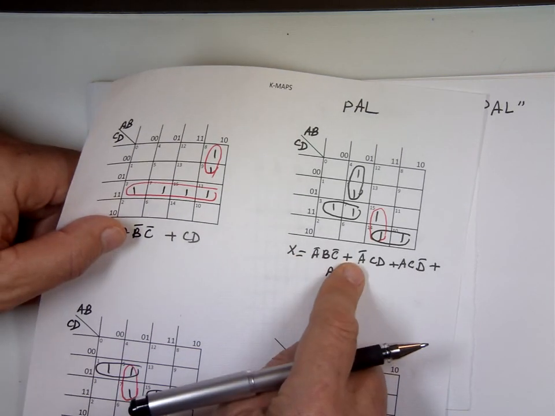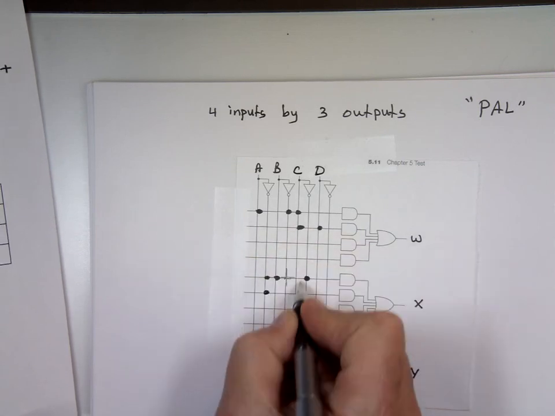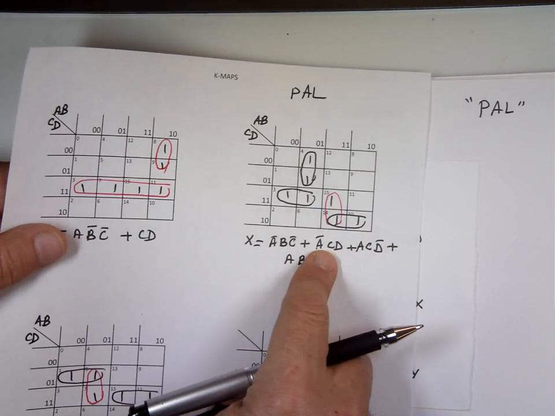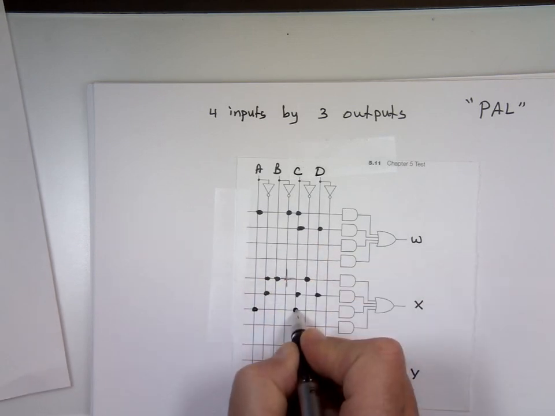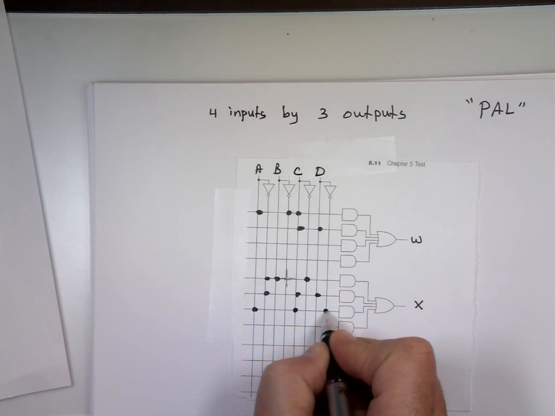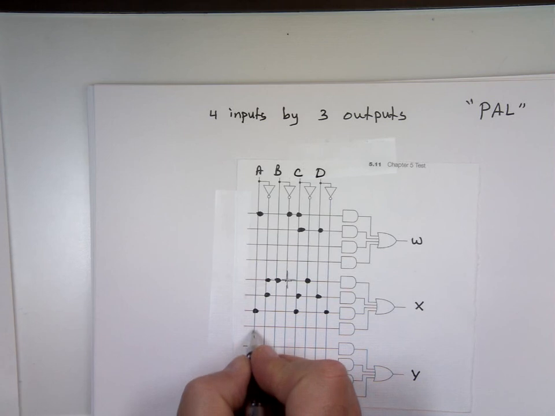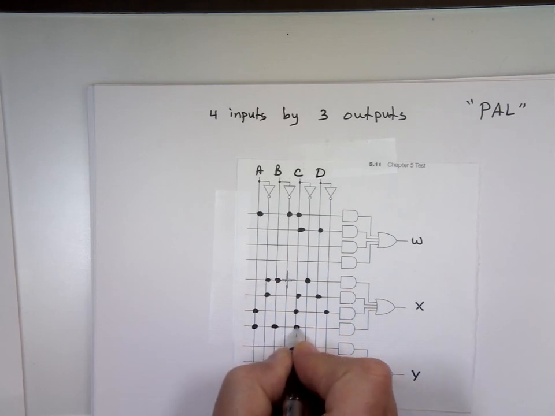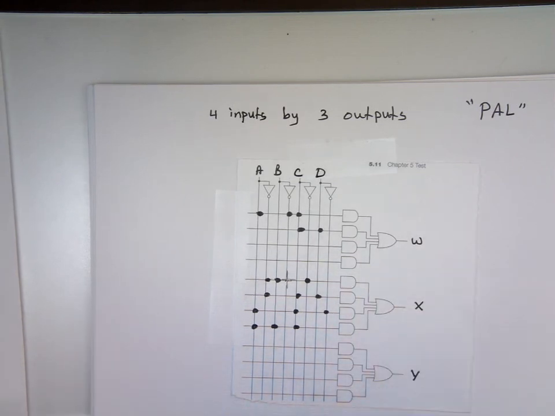A bar, C, D. That's the second one. A, C, D bar. That's the next one. And the last gate, A, B, C. Notice I use all four AND gates, all of them together, and I got my X.